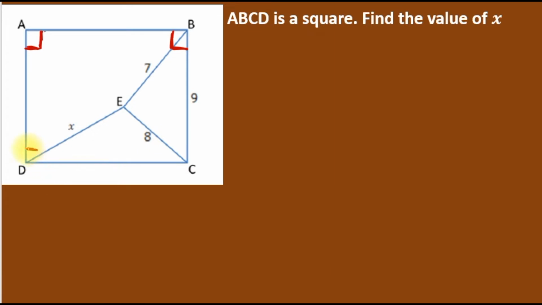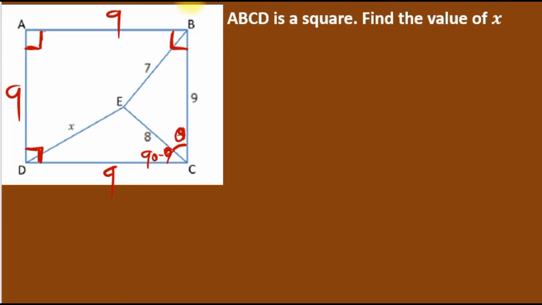this is 90. So what I will do, let me call this angle theta. So here should be 90 minus theta, making the sum 90 again. So we are going to apply the cosine rule here to solve this. As you can see, since here is 9, here is also 9, because this is a square, they are all 9. So let's now apply the cosine rule.